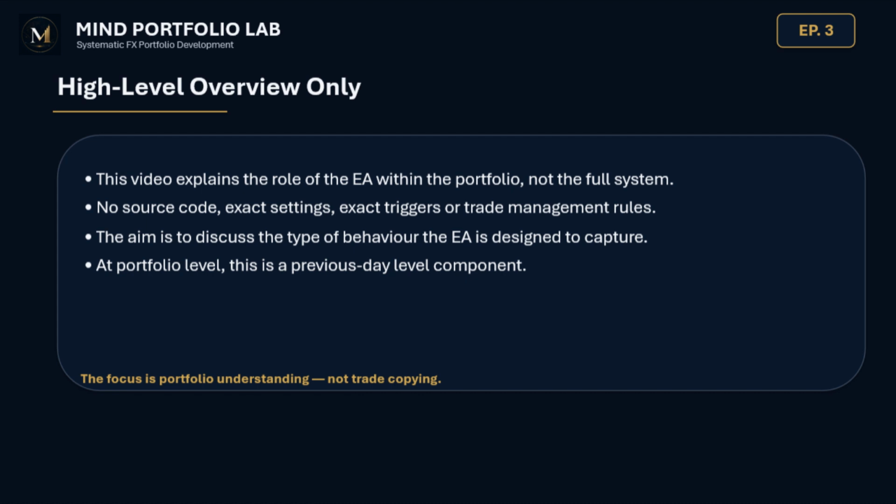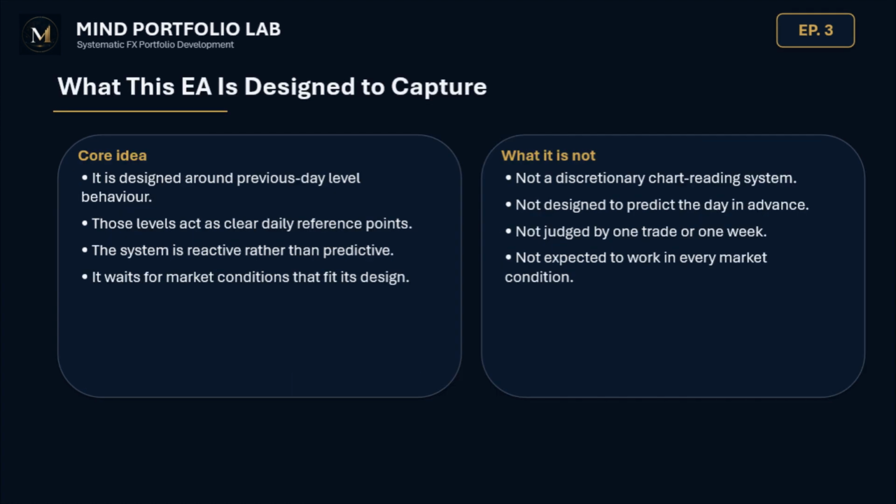That means it is looking at how price behaves around clear daily reference points, rather than using a purely discretionary view of the chart. The basic idea is simple enough to explain without giving away the system. Each trading day creates a high and a low. Those levels can become useful reference points for the following session. Sometimes price reacts around them. Sometimes price breaks through them and continues. Sometimes price breaks through and fails. This EA is designed to take part in that type of behavior in a structured, rules-based way.